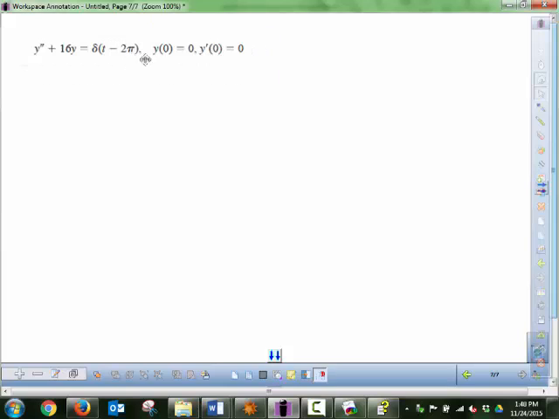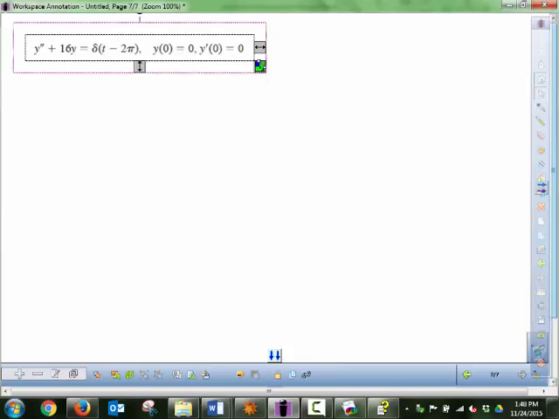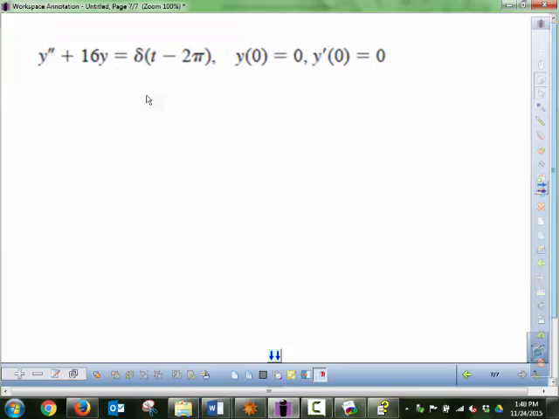Let's do this one. We've got y double prime plus 16y. Hey, this is like the other one we just did. It's equal to the delta function with a delta at 2 pi. All right, we've got nice conditions here.